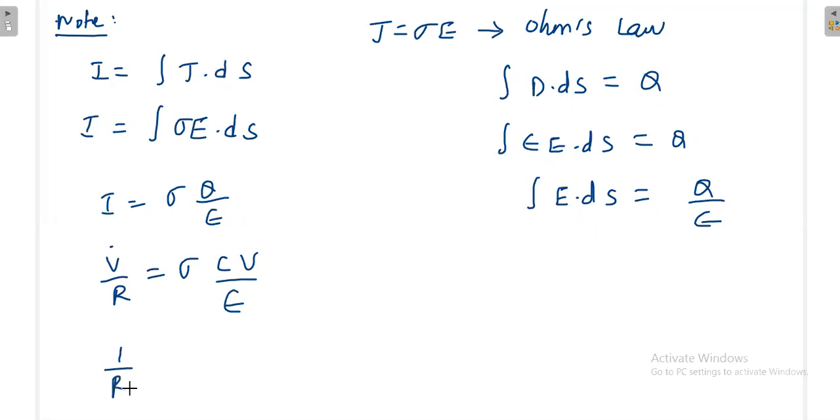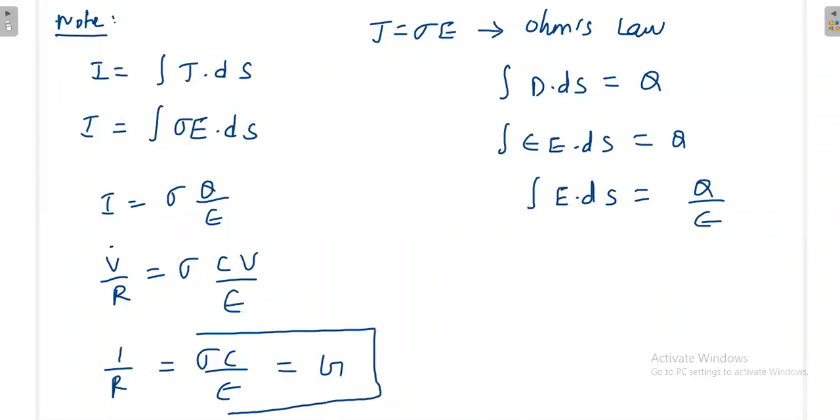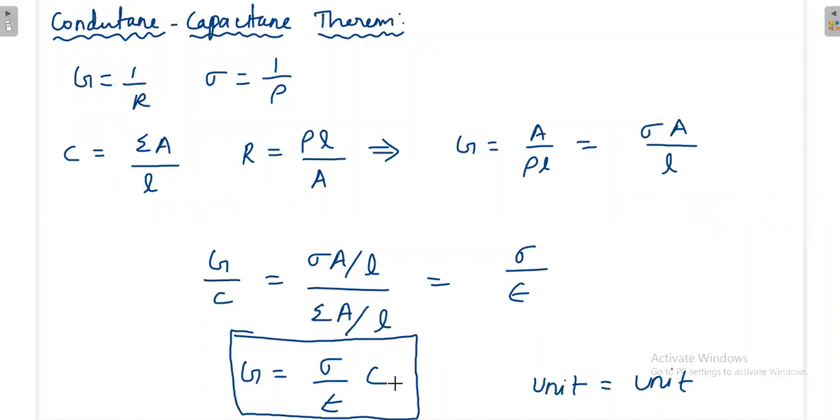So then finally we are getting 1 by R equals sigma C divided by epsilon. You know that 1 by R is equal to G. Just now we have proved that G is equal to conductivity into C divided by epsilon in the previous slide. So G is equal to conductivity C divided by epsilon. Same thing we are getting here also.